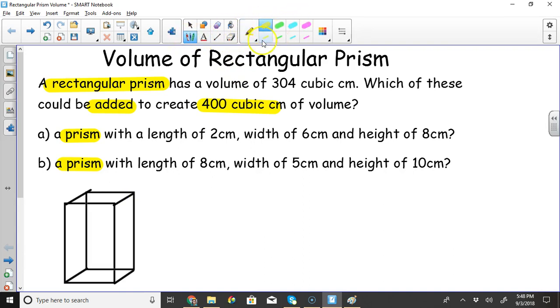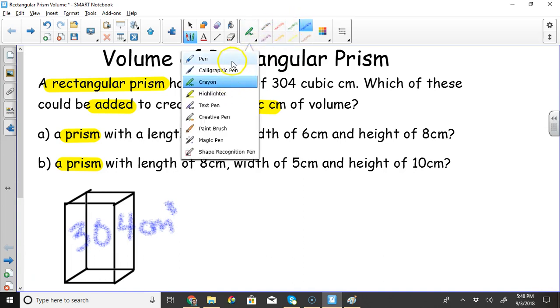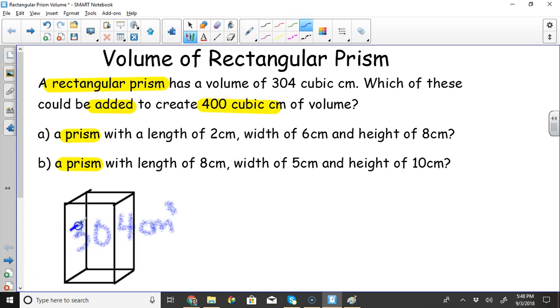I know that this rectangular prism has a volume already, ooh, crayon? I've never written with one of these. Oh, check that out, of 304 cubic centimeters. All right, we can't see that very good. So let's switch.